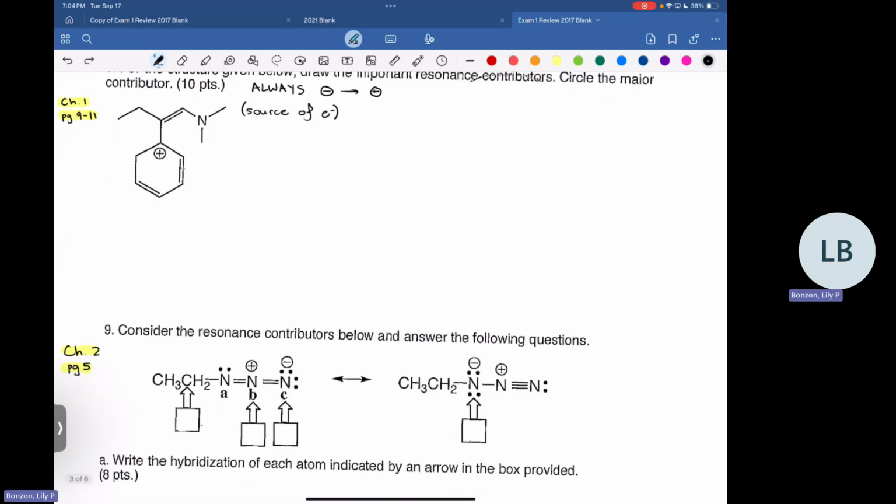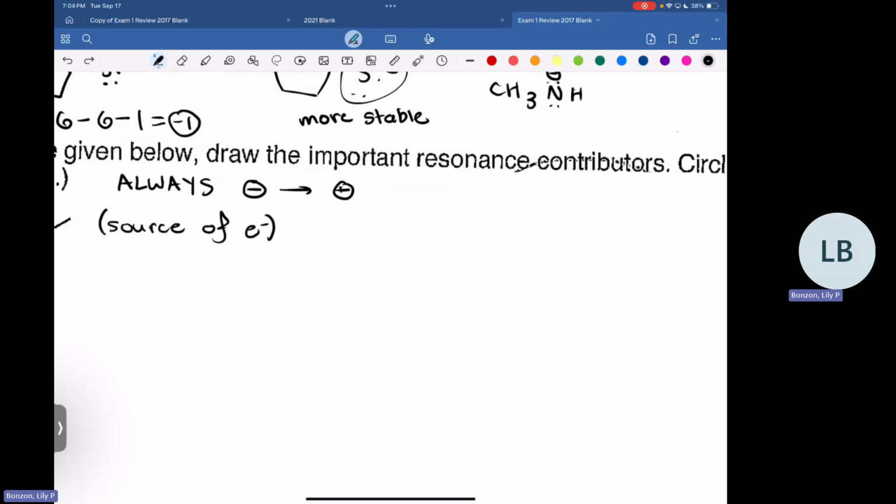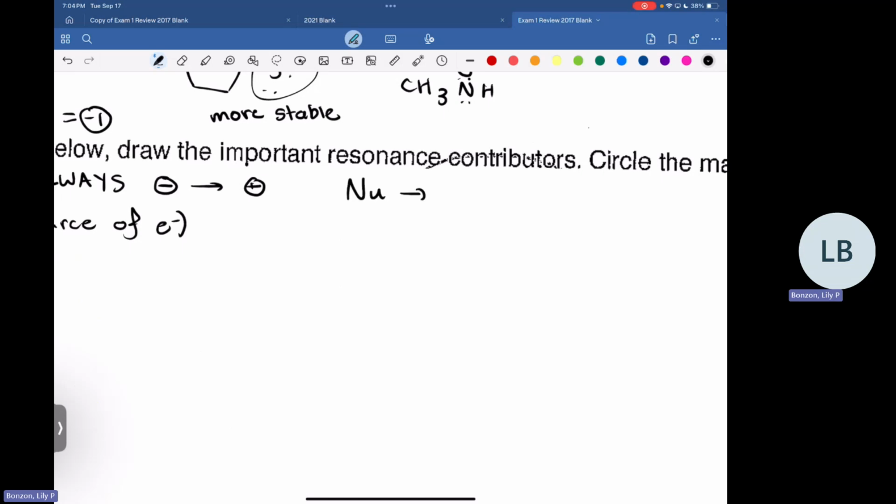Now we have a resonance question. I've mentioned this a little bit before, but whenever you have a resonance arrow pushing or a mechanism arrow pushing, you're always going to draw from a negative source to a positive source. So a source of electrons to a positive charge or a partially positive charge. Again, that's just the nucleophile to the electrophile thing. So your nucleophile can be lone pairs, and then later you can look at double bonds and triple bonds too.